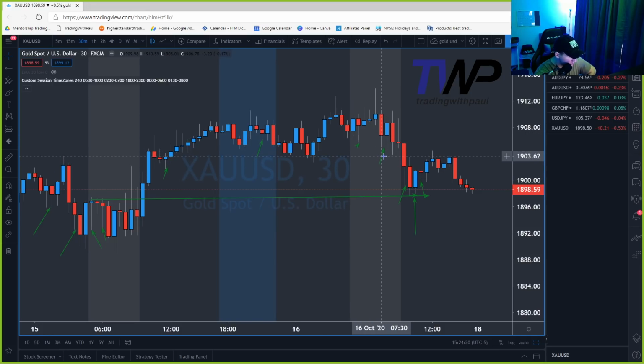This one was probably a loser, so 1. Yep. I'm going to say this one would have definitely hit my stop loss because my stop would have been probably right near here. So we'll say 2. So 2 for 10, so 8 out of 10. So 80%. And then we were 6 for 8 on the downside.